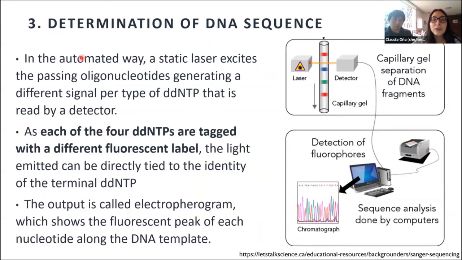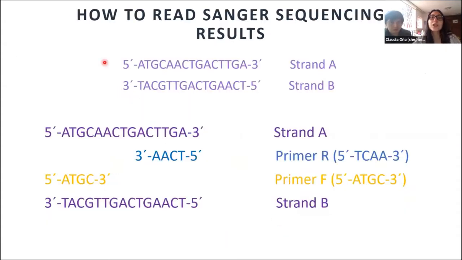In the automated way, a static laser excites the passing oligos, generating a different signal per type of ddNTP, because each of the four ddNTPs is tagged with a different fluorescent label. So the light emitted can be directly tied to the identity of the terminal ddNTP. The output of this is an electropherogram, which shows the fluorescent peak of each nucleotide along the DNA template. So it's really important to know how to read Sanger sequencing results.